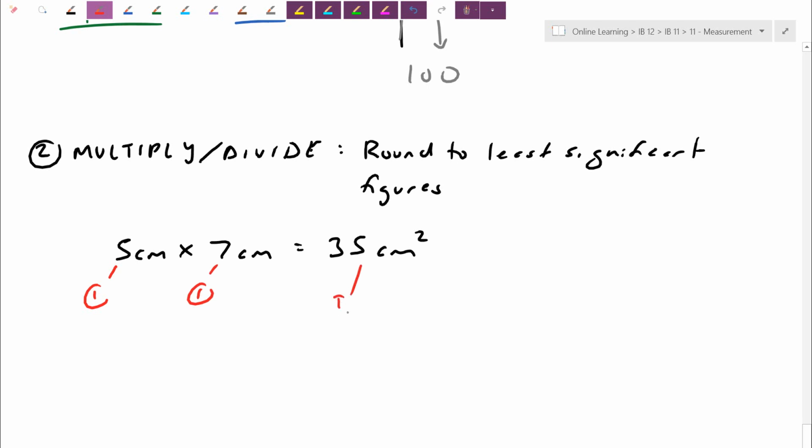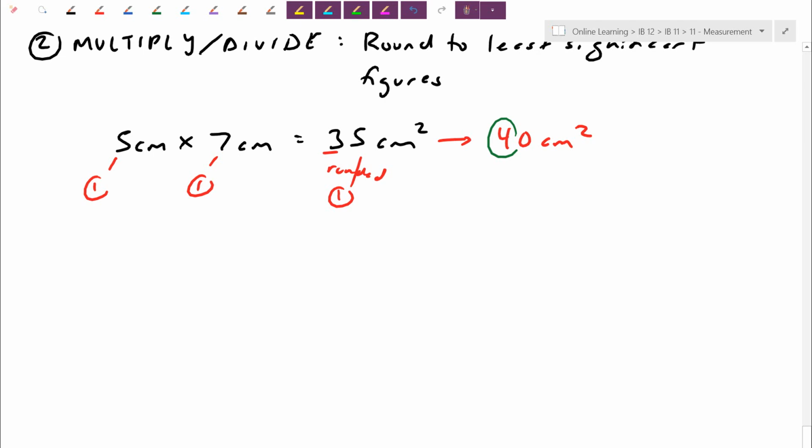So what would this number be if I rounded it to one significant figure? If you're only allowed to keep one digit, we just read left to right. If we're only allowed to keep the tens position, we need to round this. Let's round this to 40 centimeters squared, because this 5 could have really been a 6 or a 7, and 7 times 7 would easily be in the 40s. Because we're so unsure of these starting measurements, when I round my final answer, it needs to represent that precision as well.